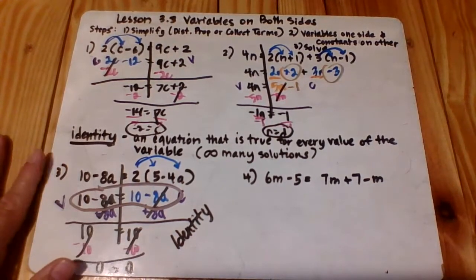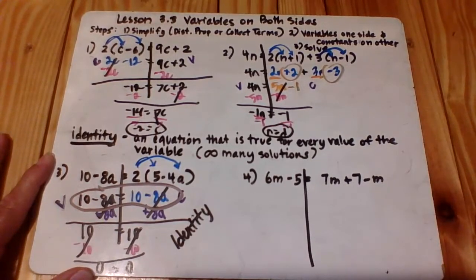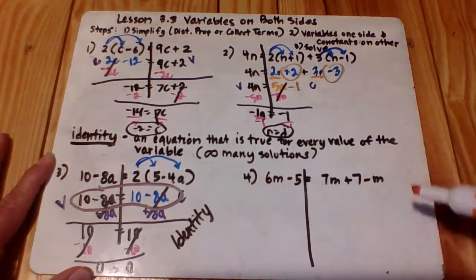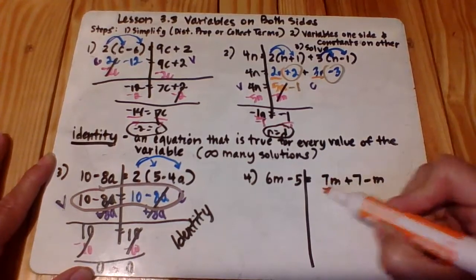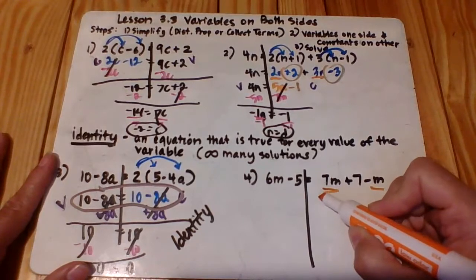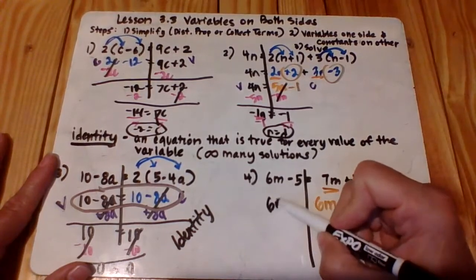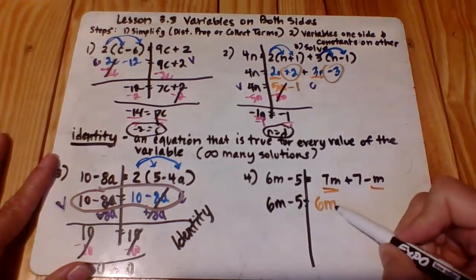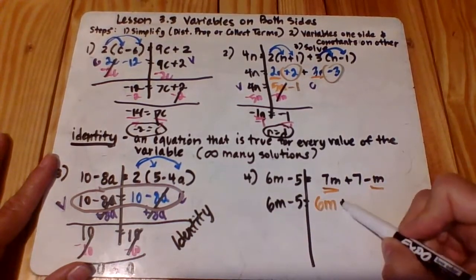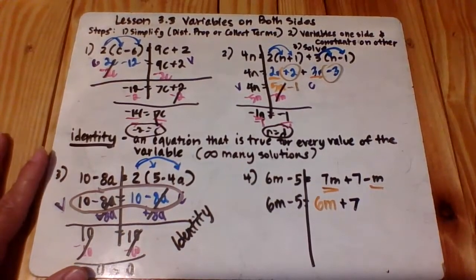Let's do another one. So I draw a line down the center. Looks like I have nothing to do over here, but some collecting of like terms to do over here. I have 7m minus m. So 7m minus m is 6m. Geez, that's a tongue twister. So now I have 6m minus 5 equals 6m, and then plus 7. Interesting. We'll come back to that in a second.